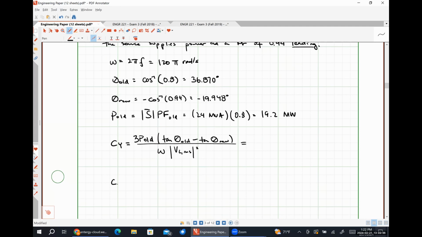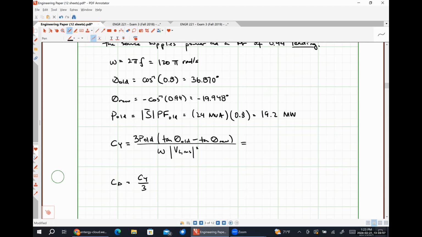What if we had a delta connected capacitor bank? It's literally just going to be CY over 3. So if we know one, we can immediately get the other one because we know how the square of the voltages are related to each other, right?